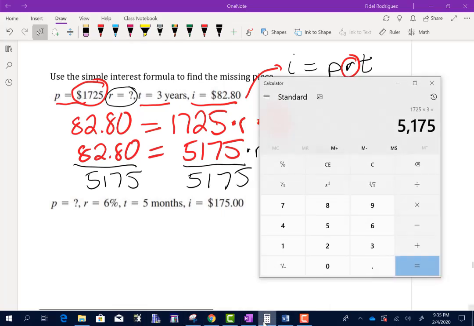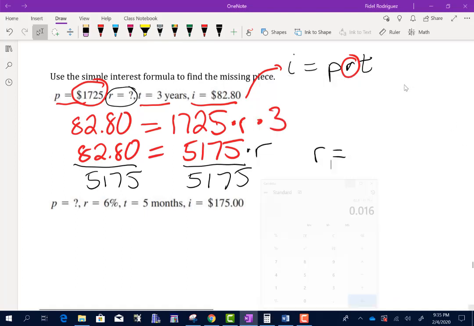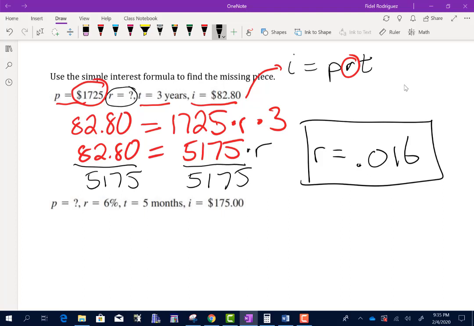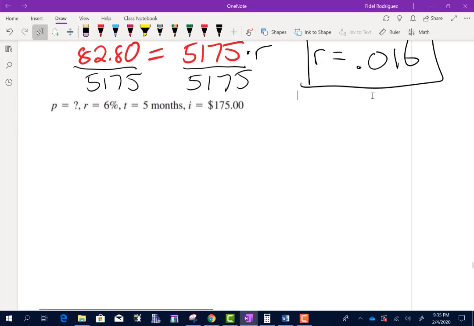All right, so let me grab my calculator again. $82.80 divided by 51.75. And my R is going to be 0.016. There is my interest rate, okay? All right, let's try to do the same exact thing for this next problem, okay?